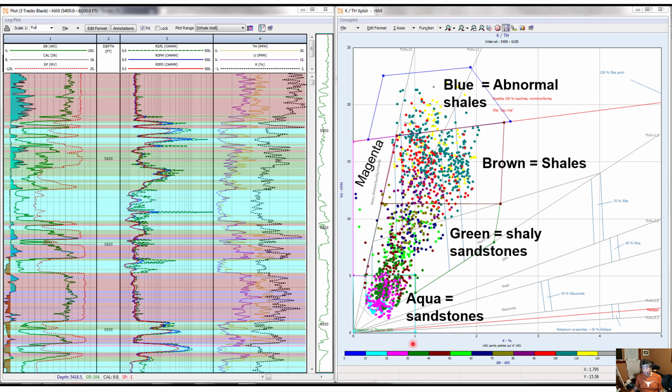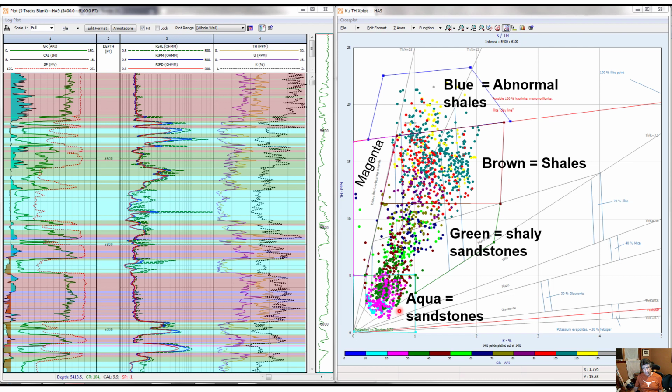And the colors are based on the gamma ray log. So low values of gamma ray log will tend to have blue colors or pink colors. And high values of gamma ray will tend to have the yellow colors, the red colors, and the light blue colors. So here's what happens. Notice that all of the sandstones that we have, low values of gamma ray, tend to get closer and closer to the origin. That's what we expect.